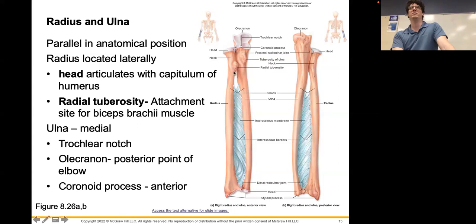We also have a big bump right here near the head of the radius, or just distal to the head of the radius, called the radial tuberosity. This is actually the site of attachment for your biceps brachii, okay? So where your biceps attach is going to be right there on that radial tuberosity.